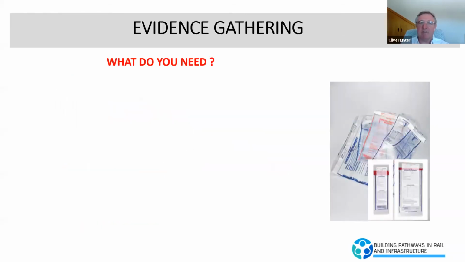Going to look at next is evidence gathering. A lot of the questions within your Cert 4 and your Diploma is what information and evidence are you actually looking at, and what do you need to gather? So evidence comes in two standards. There's direct evidence. So where do we get the direct evidence from?